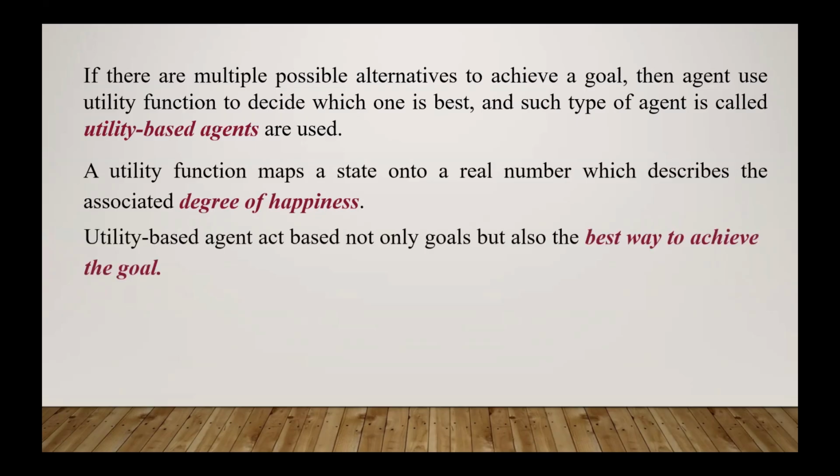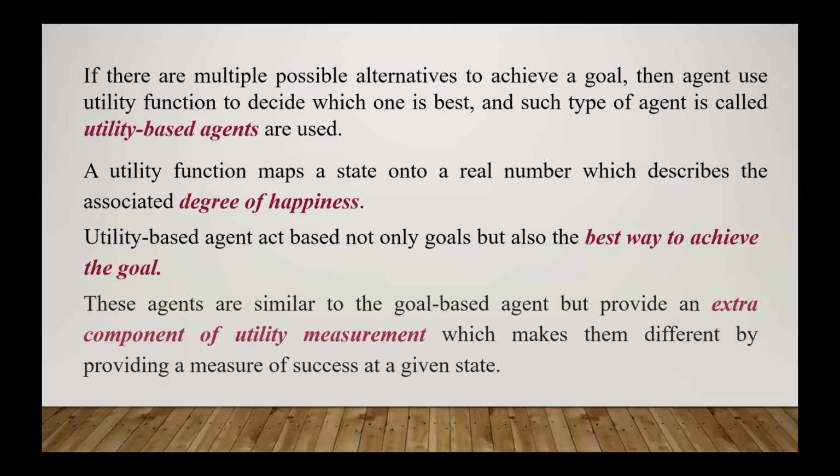A utility based agent acts based not only on the goal but also on the best way to achieve the goal. Whenever we go for utility based agents, most students think there is only a utility function, not a goal. No, here the goal is present. Definitely the agent has to focus on the goal, but added with one feature, that is the utility. These agents are similar to the goal-based agent, but provide an extra component, the utility measure, which makes them different by providing a measure of success at a given state.